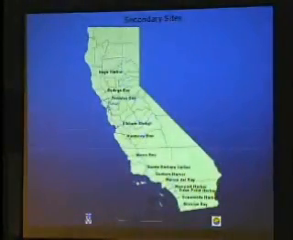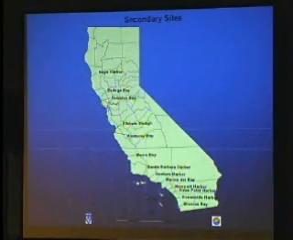Here's a map of our secondary sites, and once we combine these with our primary sites, we have a very good coverage of the coast. And you can also see, well, maybe you can't, but we also have a site at Avalon Harbor on Catalina Island. It's a little hard to pick up right here.